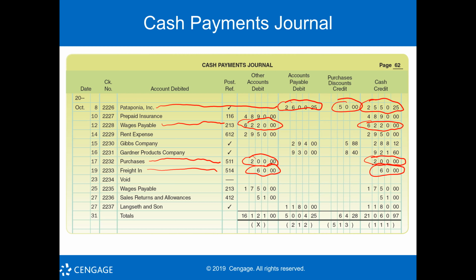So we accumulate them, in this case for the entire month, right? We're looking at the month of October. So we accumulate all the transactions for the entire month, and then at the end of the month, we record the aggregate amount. These are the amounts we record at the end of the month.